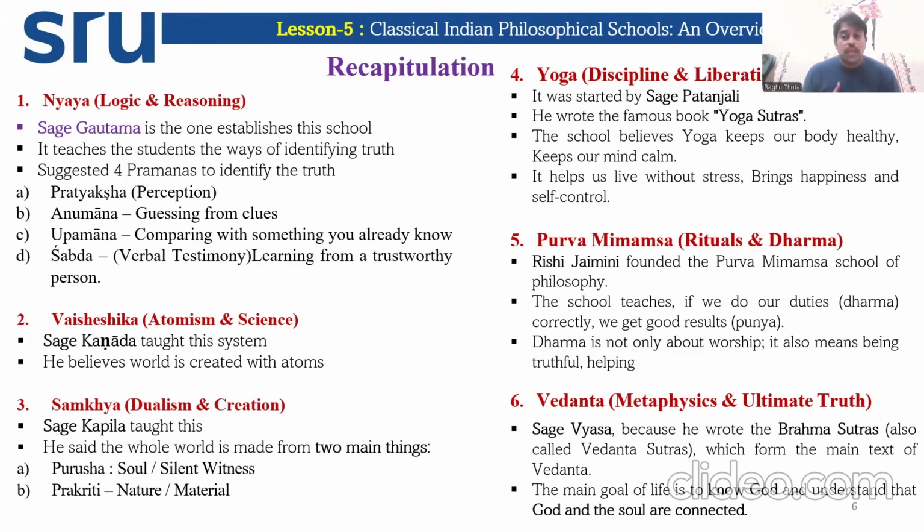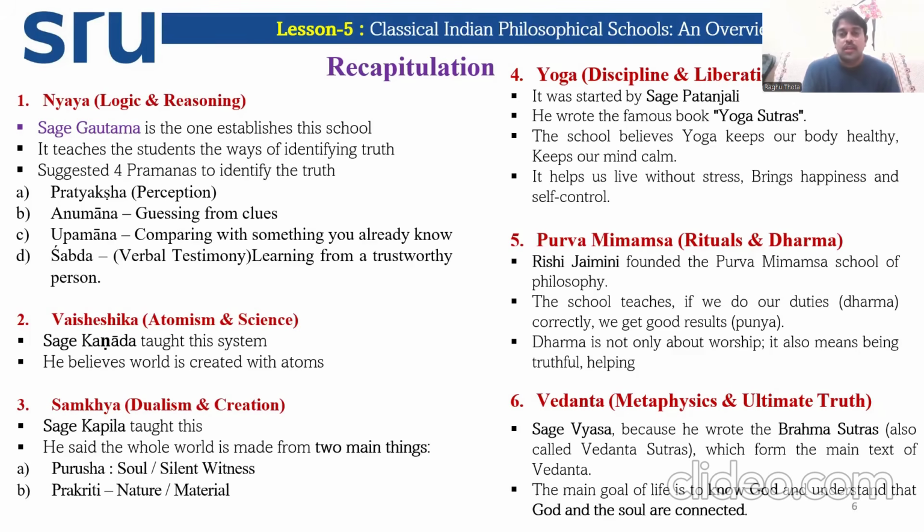For example, body is a material, which is temporary. Okay, but it has no value without the soul. Similarly, soul has no value without the body. So whenever we have Purusha and Prakriti together, this is the universe. And both are depending on each other. It is a dualism, which was proposed by Kapila.